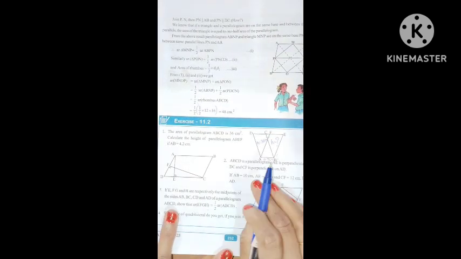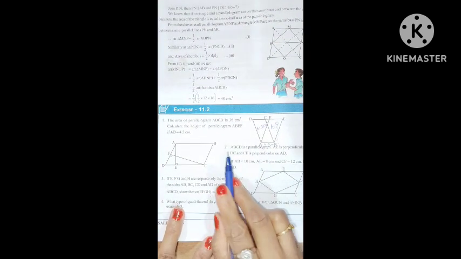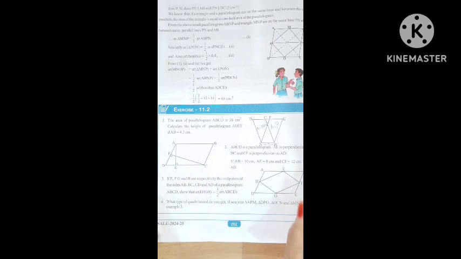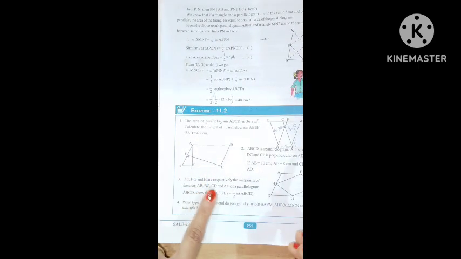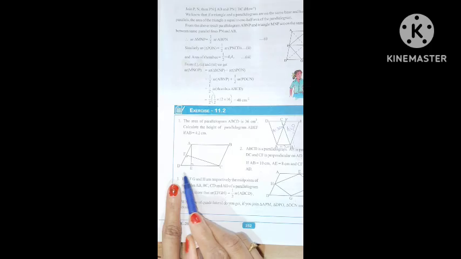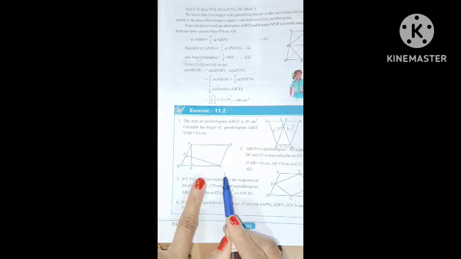This is the second problem. First I will explain this question: what is given, what is asked. One figure is given, this figure. The second problem's figure is this one only. What is given? ABCD, one parallelogram, is given.